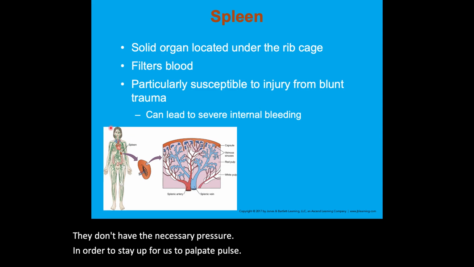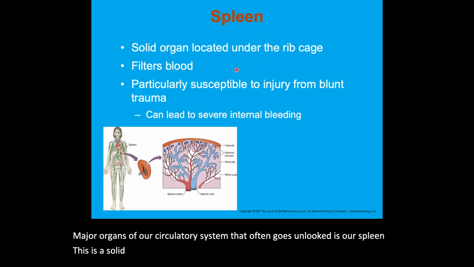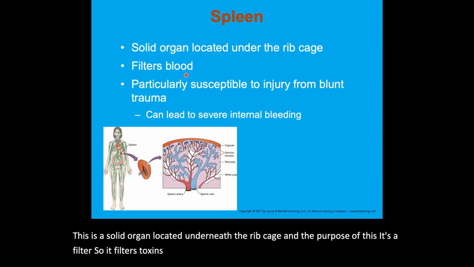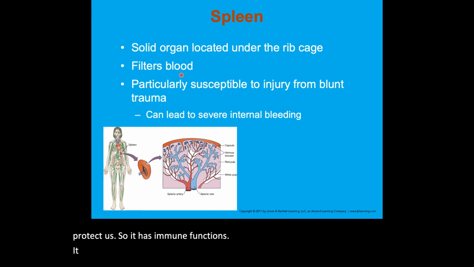Then one of the last major organs of our circulatory system that often goes overlooked is our spleen. This is a solid organ located underneath the rib cage, and the purpose of this is it's a filter. So it filters toxins, waste products out of our blood. It also serves to help protect us, so it has immune functions. It also acts as a storage vessel for red blood cells that we don't necessarily need in the moment.